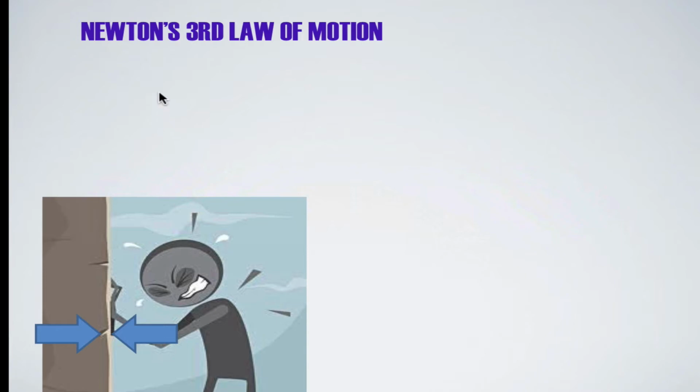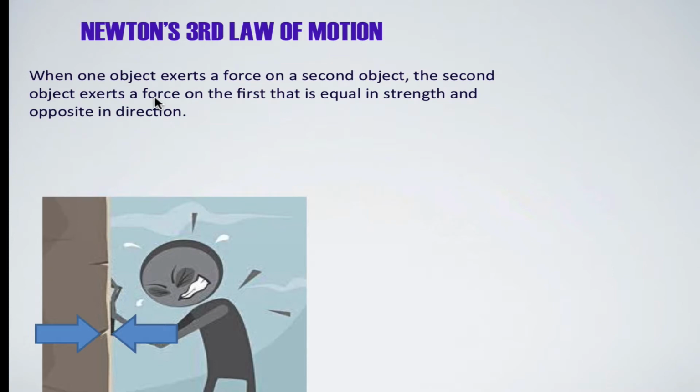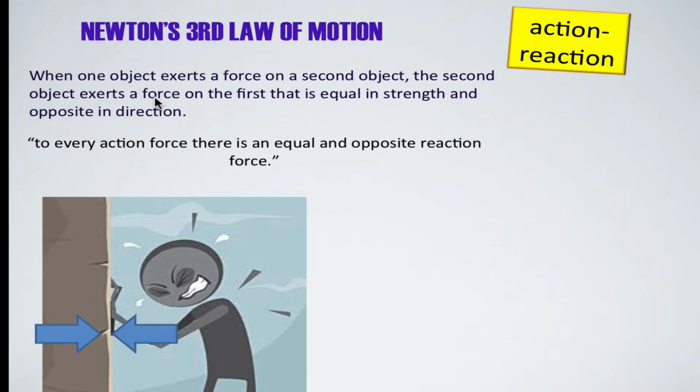Okay, in this video we're talking about Newton's third law of motion, and basically what that states is that when one object exerts a force on a second object, the second object exerts a force on the first that is equal in strength and opposite in direction. You may have heard it also stated like this: to every action force there is an equal and opposite reaction force.